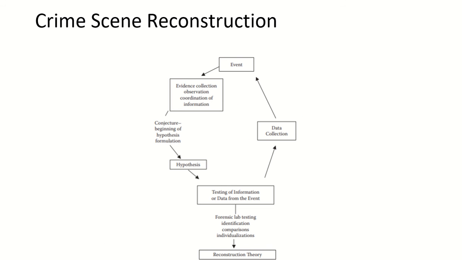Crime scene reconstruction. So it involves the event. Here the event is the crime. Next is evidence collection, observation of information. Next step is conjecture, beginning of hypothesis formulation, then hypothesis depending upon the observations at the crime scene, then testing of information from the event, testing of your hypothesis, data collection, forensic lab testing, and then reconstruction theory.